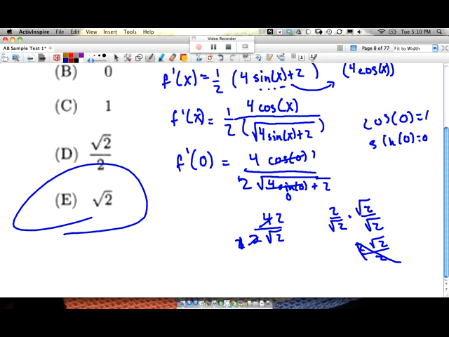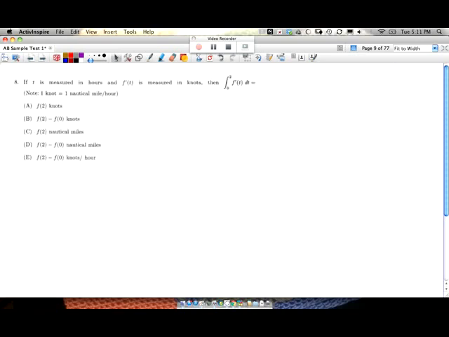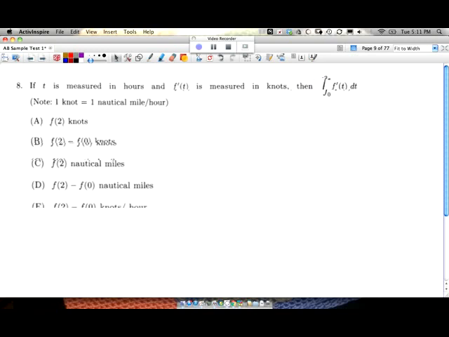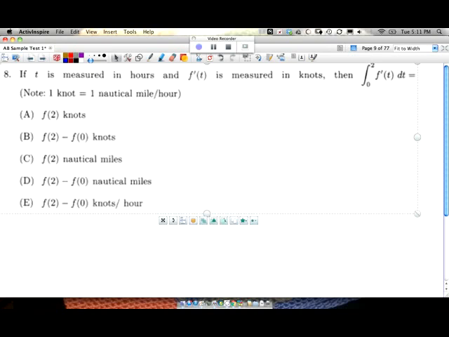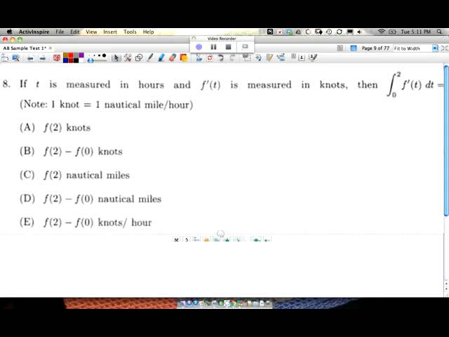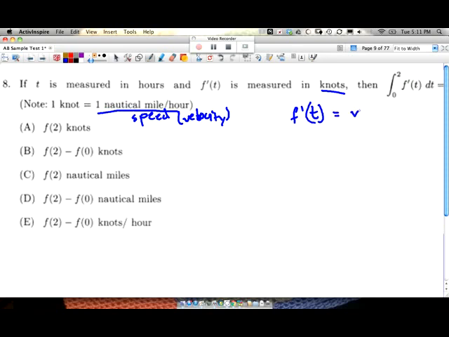Just about wrapping up this first one here. Let's see if we can finish it. Oh, this is a fun one. It's easier than you would think. Let's talk about it in terms of velocity and speed and position and distance and that kind of stuff. I know this is talking about nautical miles per hour. That's like a speed or a velocity. Velocity. There we go. So if t is measured in hours, f prime of t is measured in knots, so f prime of t is a velocity.